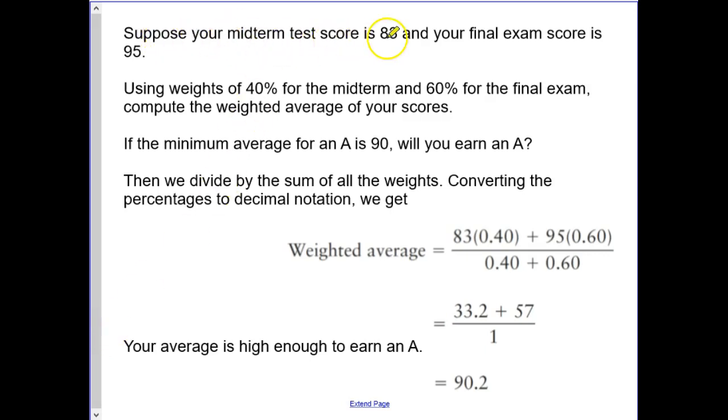So suppose you scored an 83 on a midterm and a 95 on a final. Well, if the midterm's 40% and the final 60%, what that ends up looking like is 83 times 40%, or 0.4, and 95 times 0.6, or 60%. You'll do that math. Actually, it works out to be 33.2 plus 57. And you're dividing that by the sum of the weights. Well, the weights were 40% and 60%, so those weights add up to 1. So 33.2 plus 57 is 90.2. And yeah, your score is high enough to earn an A.